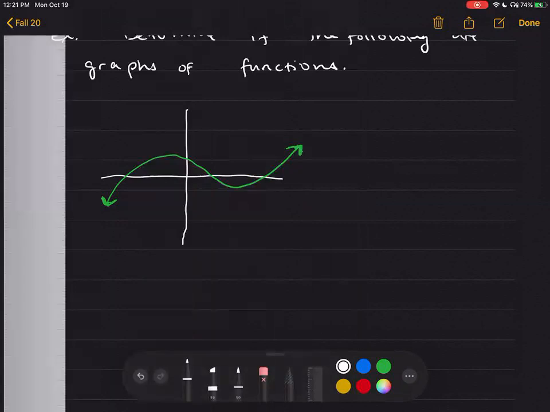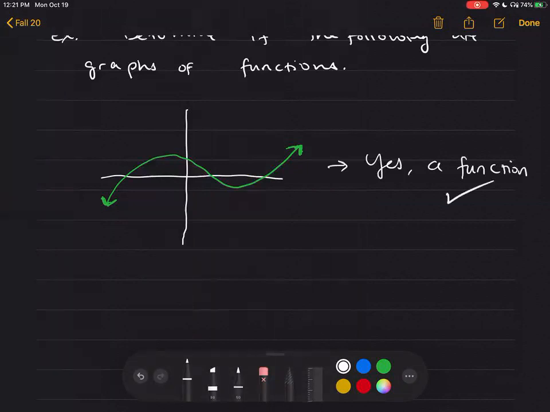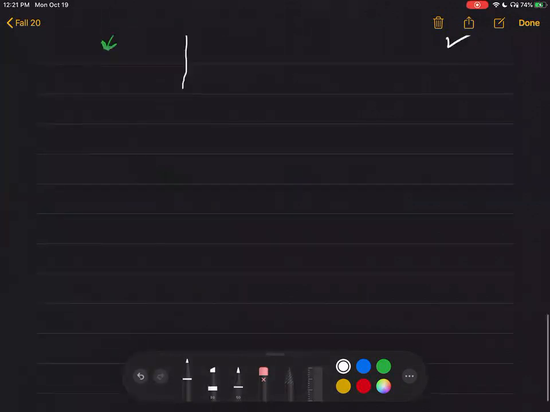So this is, yes, a function. It passes the vertical line test. All right, let's see another one.